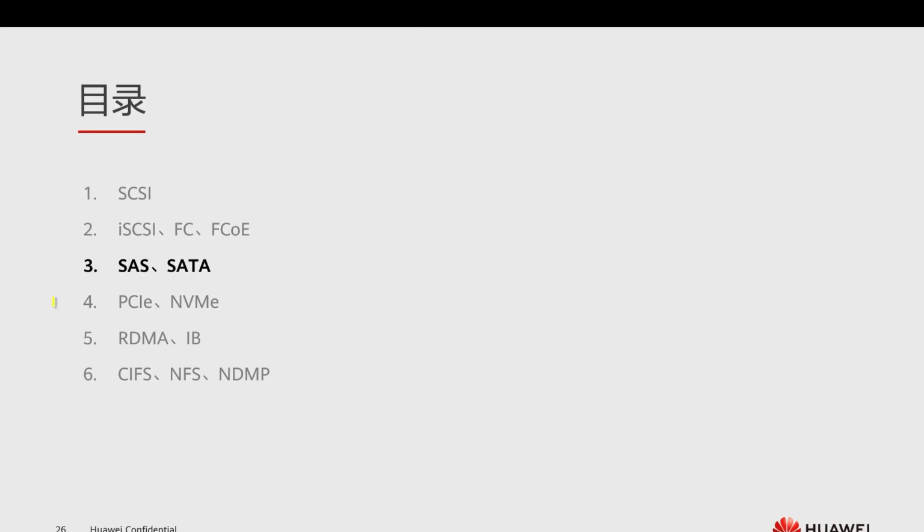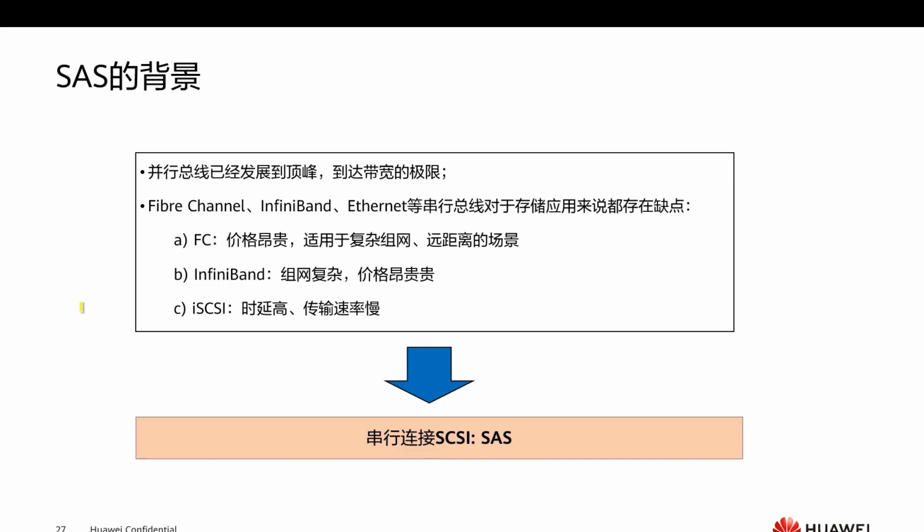In the last session, we introduced SCSI, iSCSI, FC, and FCoE. In this lesson, we will study the content of the third and fourth sections together. The origin of SAS is due to the fact that the parallel bus has reached its peak, reaching the bandwidth limit. SAS is a serial connection of SCSI. In addition to SAS, serial bus protocols also include FC, InfiniBand, and iSCSI. Each of them has its own advantages and disadvantages. Next, we will mainly introduce the SAS protocol.